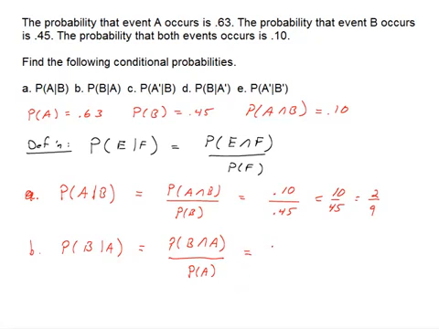So we have the probability of B and A on top, which is again 0.1. Probability of A is 0.63. And so we have 10/63. And that doesn't simplify, so we can leave it alone.